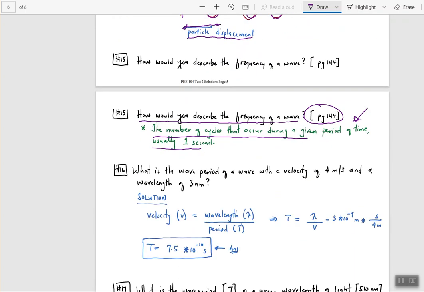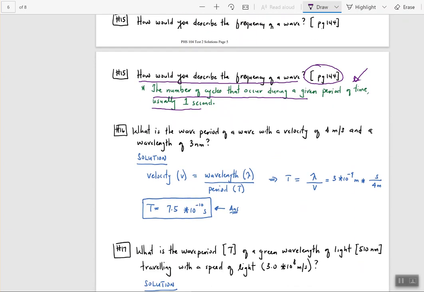Now number 16 is going to be testing some of the application of those concepts. In this case, we're looking at the wave period of a wave with a velocity of 4 meters per second and a wavelength of 3 nanometers. So 3 nm. The n stands for nanometers.